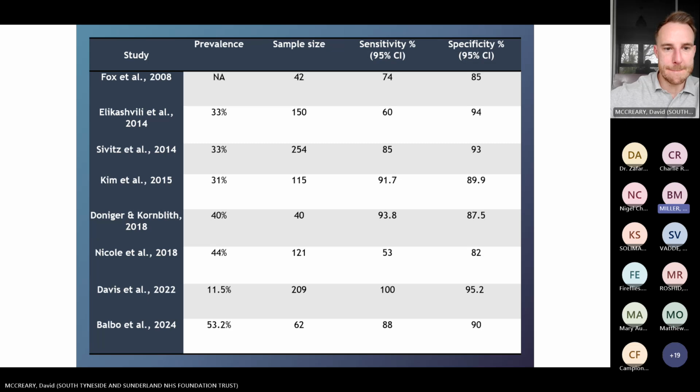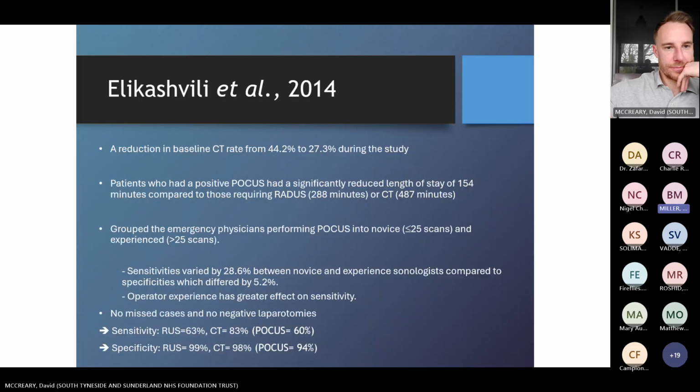Sensitivities did vary, with the lowest being 53, the highest being 100. There was less variation in terms of the specificity, which was generally 80% and above, suggesting it was good to rule in, but there was variable evidence for ruling it out. But again, it was just a couple of the studies that were a little bit lower. Most of them were quite a lot higher. Yeah, cool. Next slide, please.